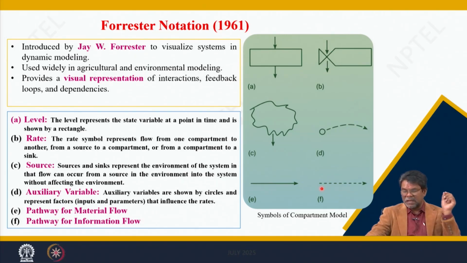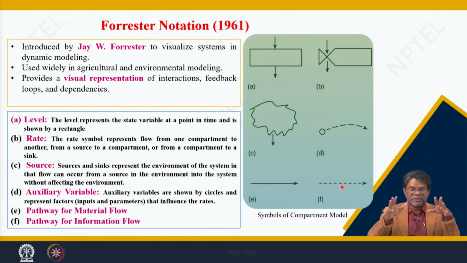And this dashed line, dotted line you can say, this is the pathway for information flow. That also influences the rate of the processes. This indicates how the processes are influenced, for example by temperature. The rate of a process is influenced by temperature, or the radiation or other parameters, they influence the process. So this is a pathway for information flow.